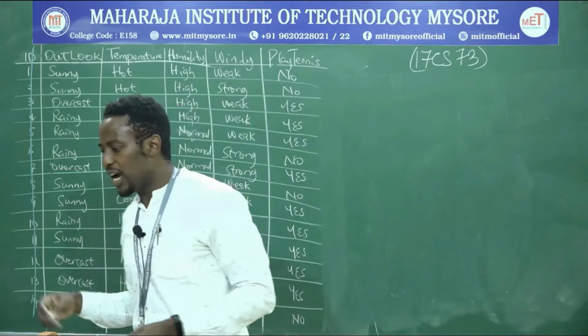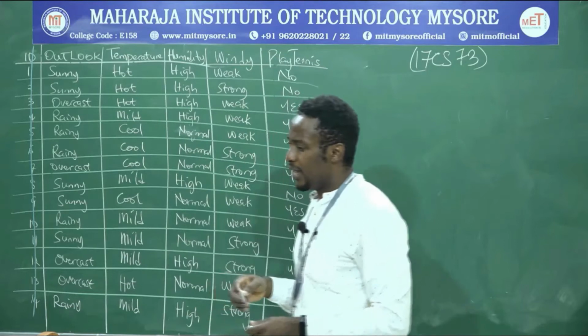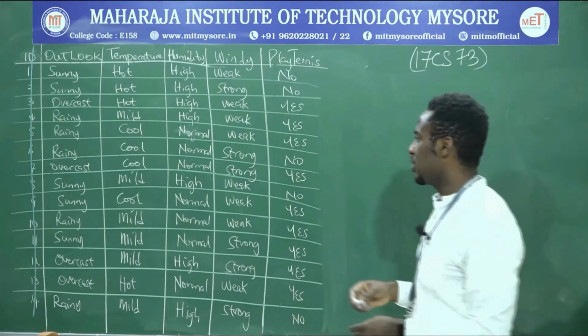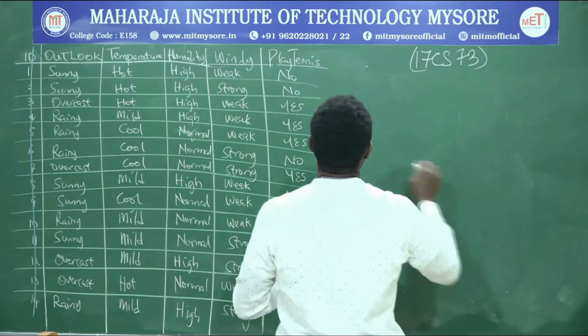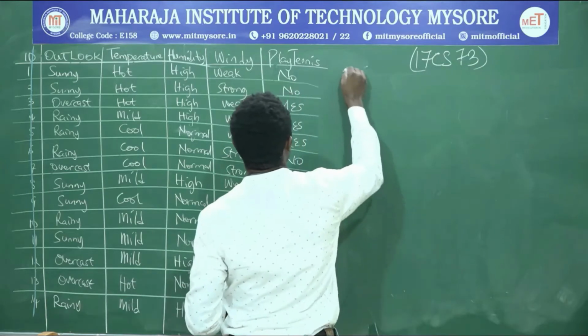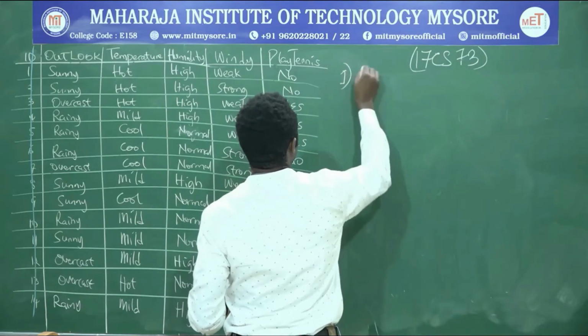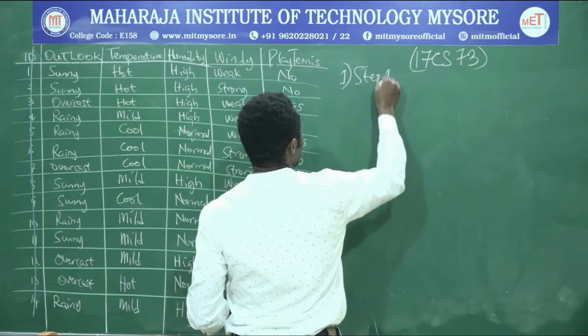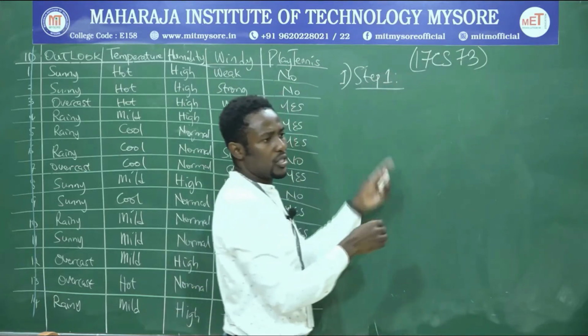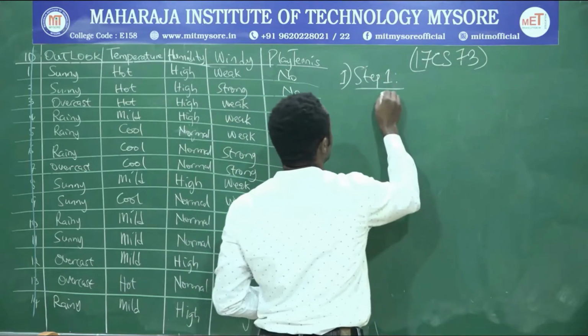So the first step, we have to compute the entropy for the entire data set. So we start with this entropy. I'll call it step 1. I hope you can see the board, please. So step 1, we calculate the entropy of S.